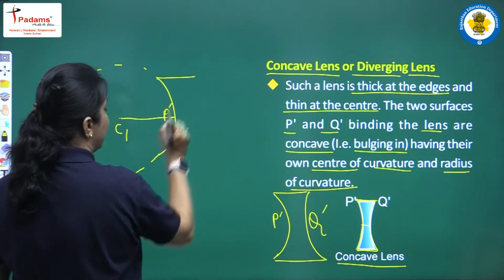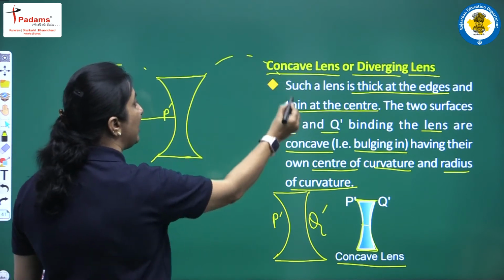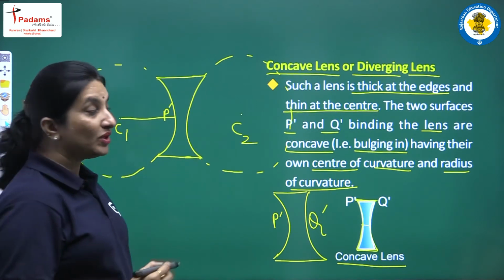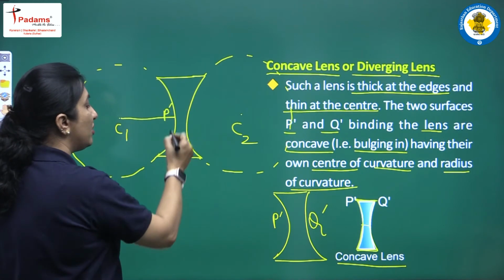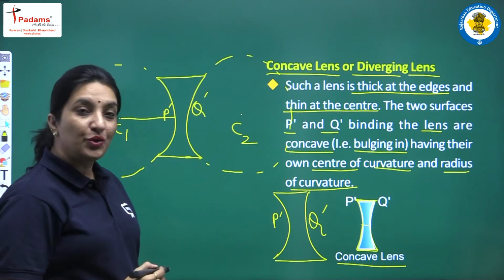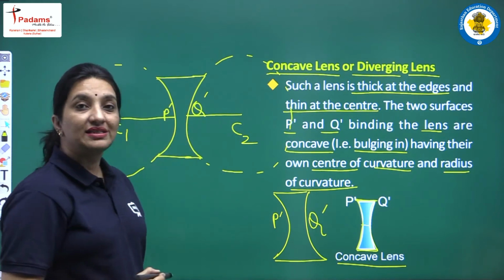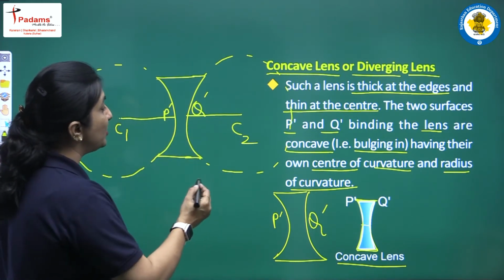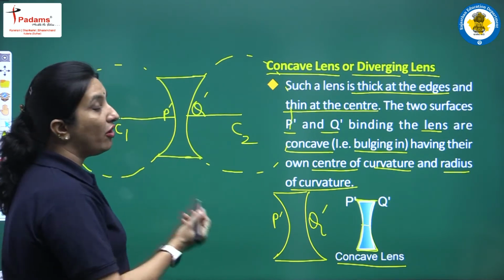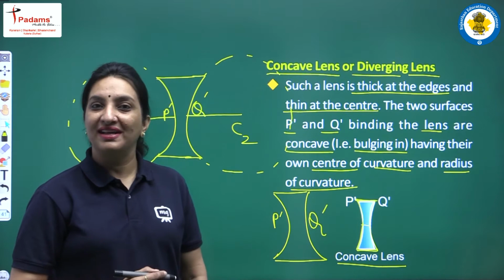Now the next surface, which is Q dash, is again part of a hollow sphere having its center at, say, C2. So C1 is the center of curvature for P dash and C2 is the center of curvature of Q dash. The radius of curvature for Q dash will be the line joining C2 to the surface Q dash. So what we see here, students, is that P dash and Q dash, which are both concave in shape, are part of hollow spheres having their own radii of curvature and own centers of curvature.